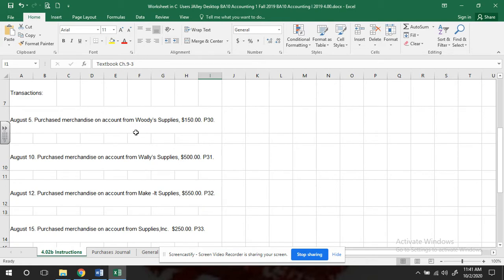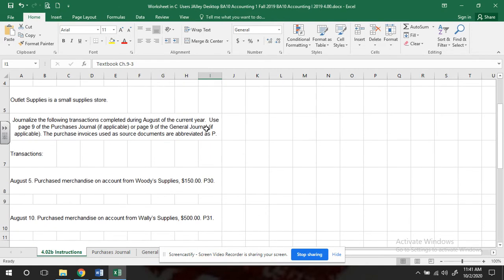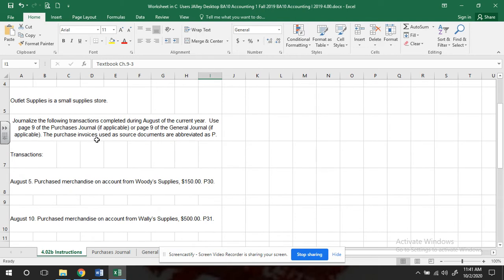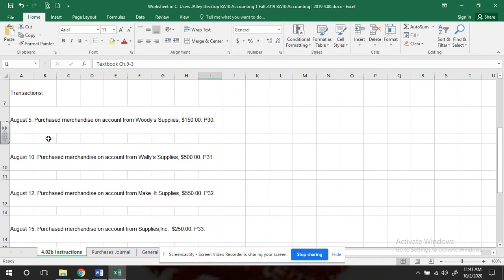So this first one is for Woody's Supplies, $150, and the purchase invoice number 30. All right, and I got that from right here, this last sentence. The purchase invoices used as source documents are abbreviated as P. So P30 is our purchase invoice. We keep a purchase invoice because we need to know who we owe money to so that we can pay it back. We don't get a bad credit report and stuff like that. So we need to keep a document of who we owe money to. So that's what this is about.